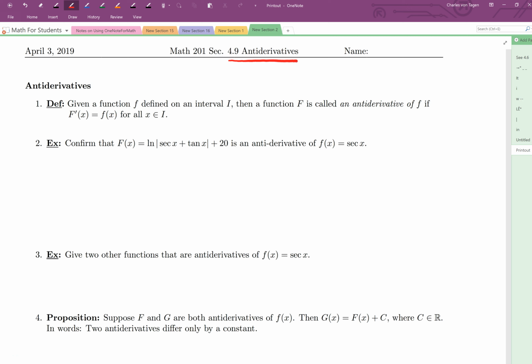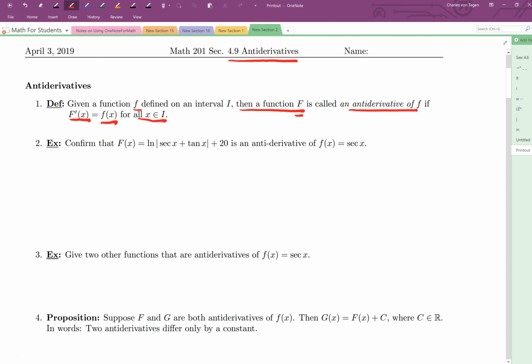So let's go ahead and give a formal definition here. Suppose we've got a function f that's defined on an interval I, then a new function, which I'm going to usually use a capital F for, there's kind of a purpose behind that notation, is called an antiderivative of lowercase f if the derivative of capital F is lowercase f for all x on that interval.